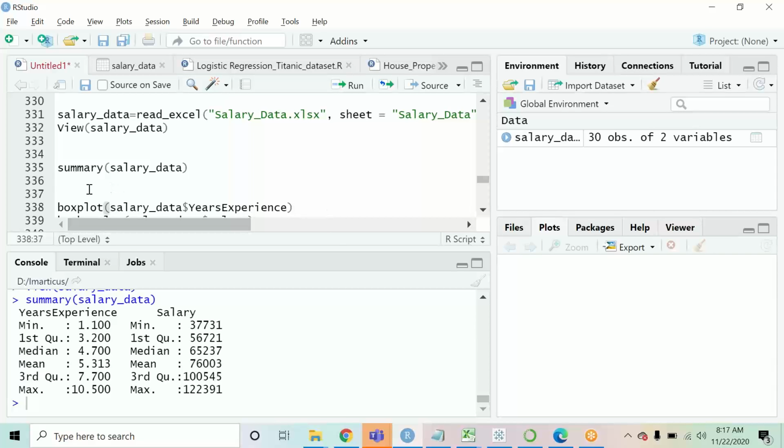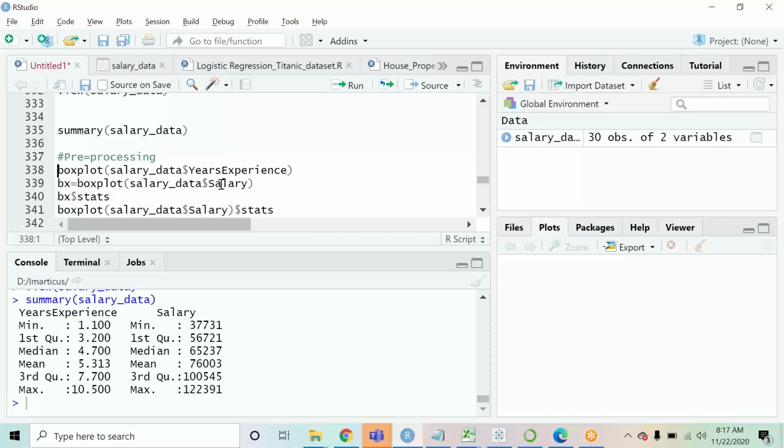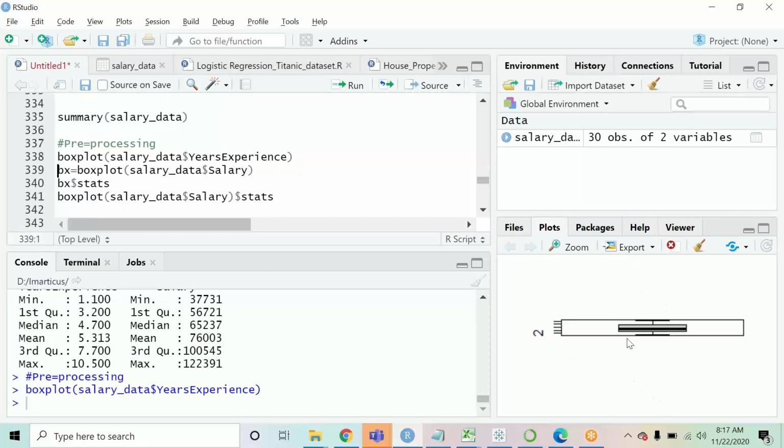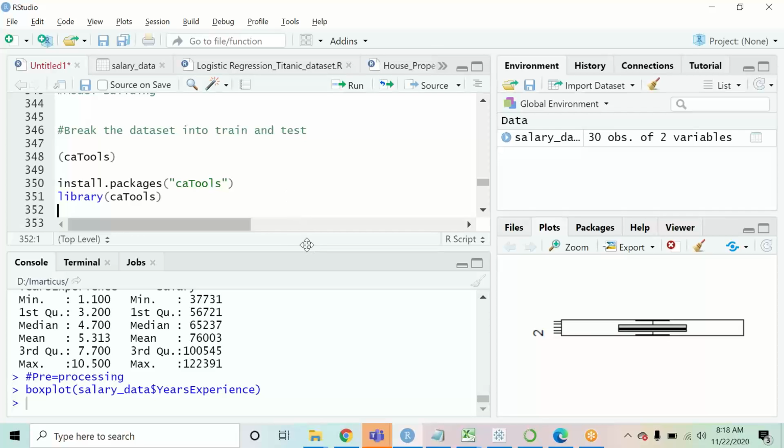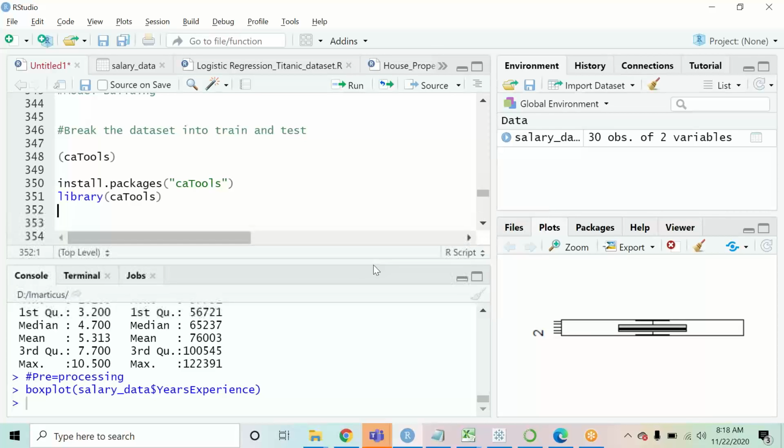As a part of pre-processing, I can just write it down. We can check box plots to see if there are any outliers in the data. From this chart, we can see there are no such outliers. Then we started with the main part. Whenever we create a model, the data that we receive, we break into test and train. So who will tell me what is a training data set and what is a testing data set?